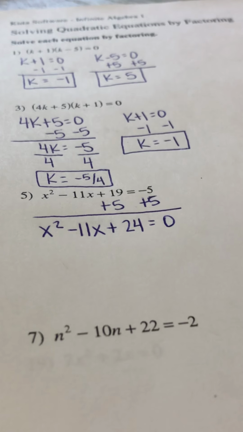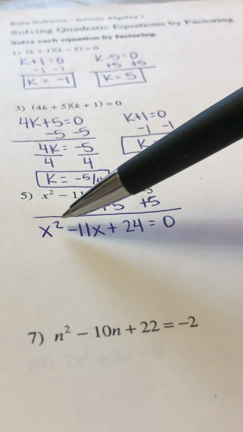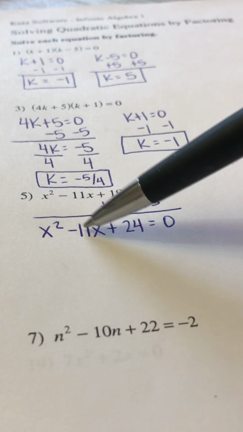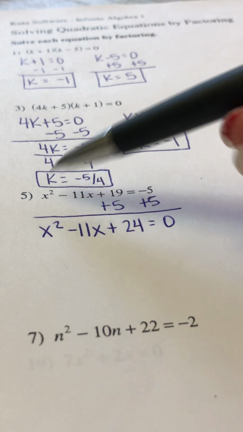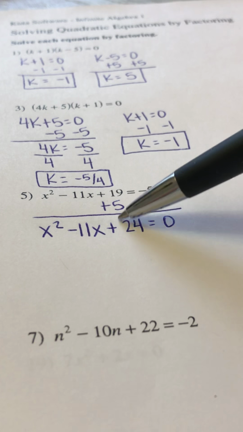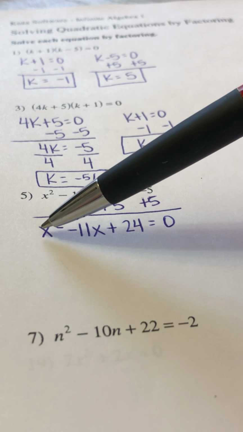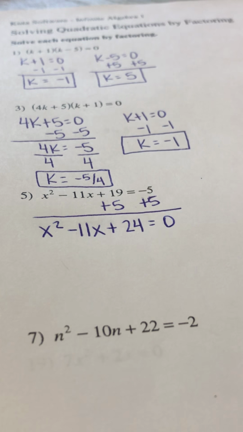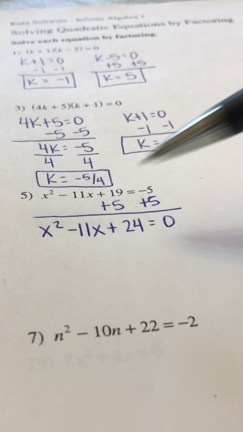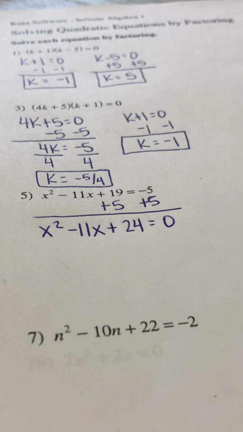For this particular problem, there is nothing that will factor out of each of the 3 terms. Can't factor out an x because this term doesn't have an x. And there is no common factor between 1, 11, 24. So I'm going to leave it the same. I'm going to leave it alone. Don't do anything to it.